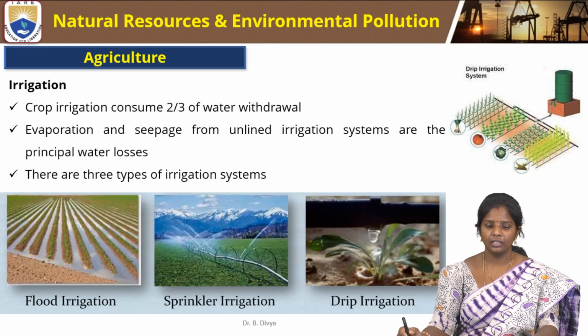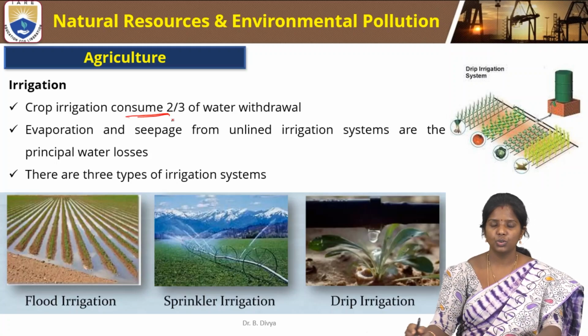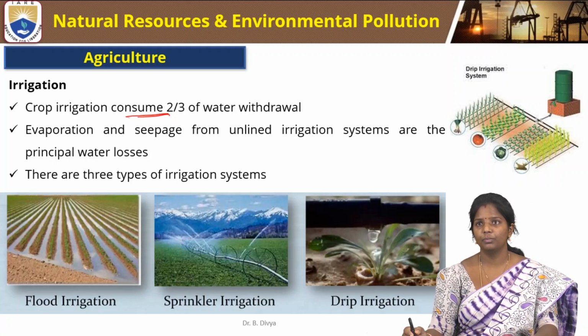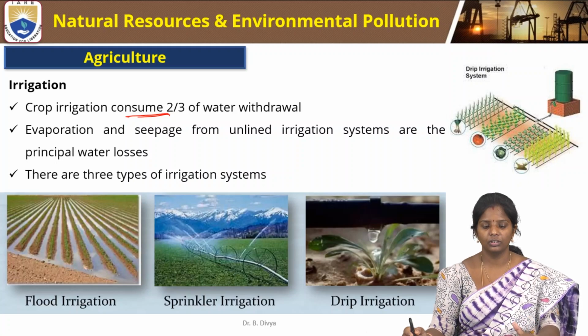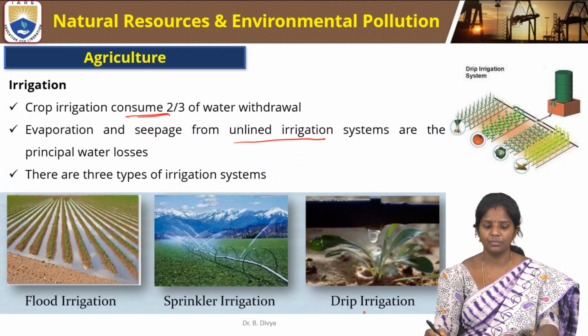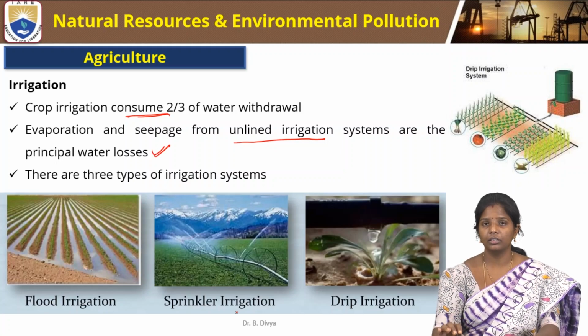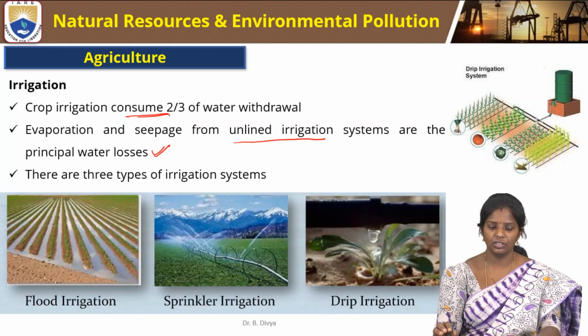In agriculture, water is used in irrigation. Crop irrigation consumes about 2/3 of water withdrawal. So it means it will be using about 2/3 of the water that is available, and also evaporation and seepage from unlined irrigation systems are the principal causes of water loss. It means the loss occurs due to evaporation or seepage in the irrigation systems.